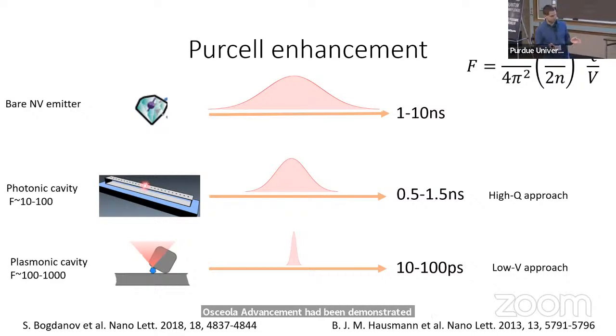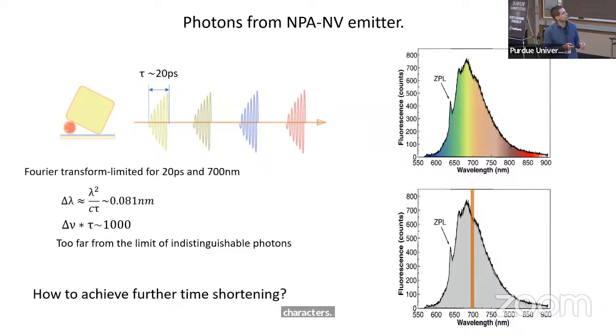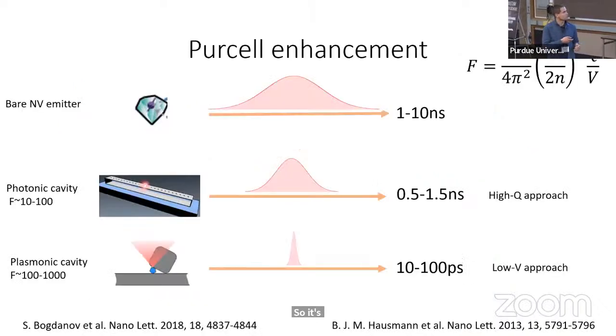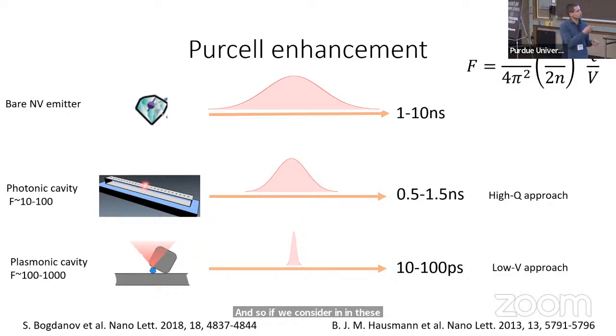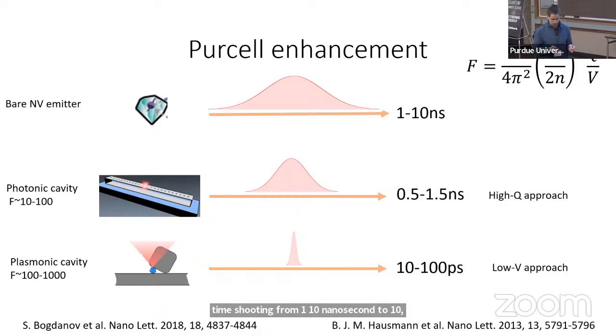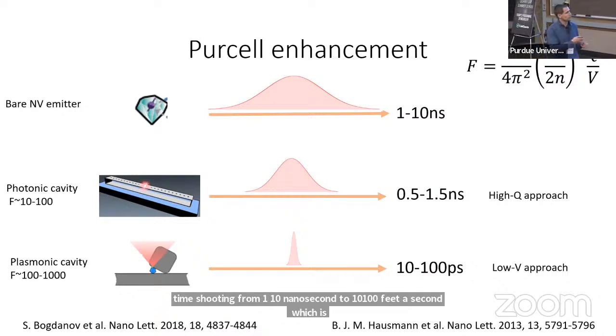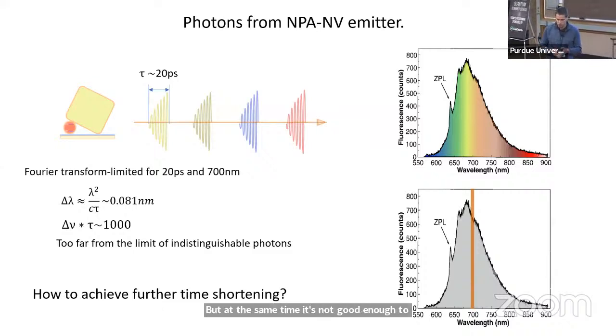But the highest achieved Purcell enhancement has been demonstrated for plasmonic cavities. It was actually demonstrated in our group before. If we consider nitrogen vacancy centers, you can see the lifetime shortening from 1 to 10 nanoseconds to 10 to 100 picoseconds, which is actually good. But at the same time, it's not good enough to achieve indistinguishable single photons from a nitrogen vacancy center at room temperature.